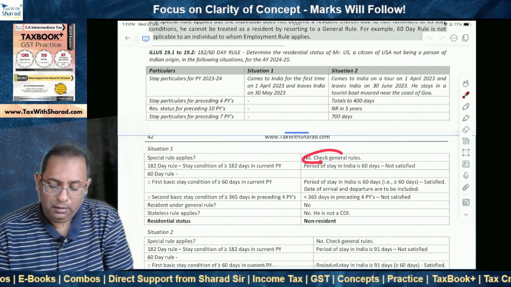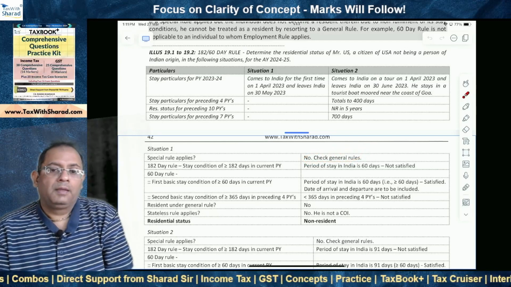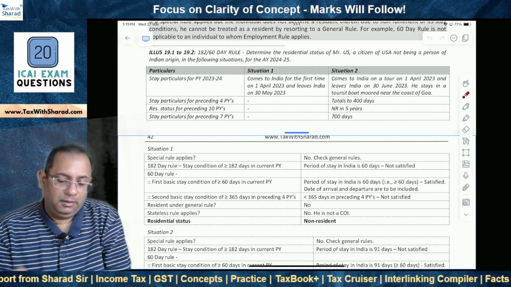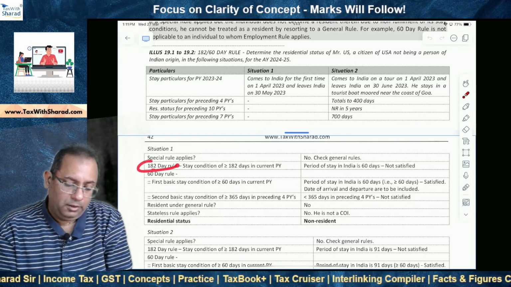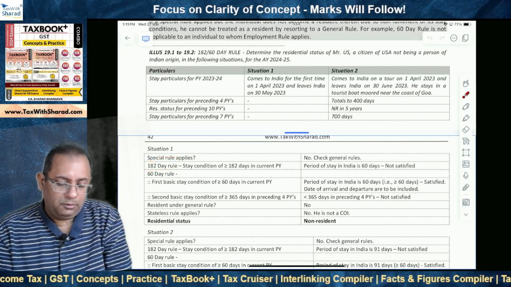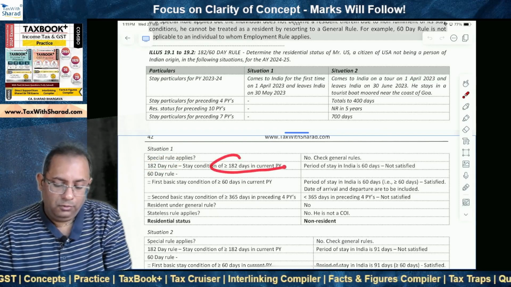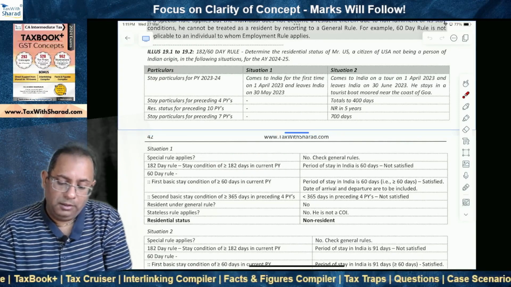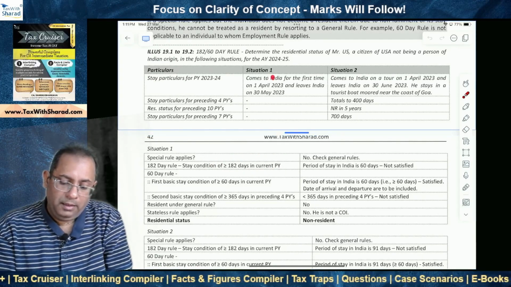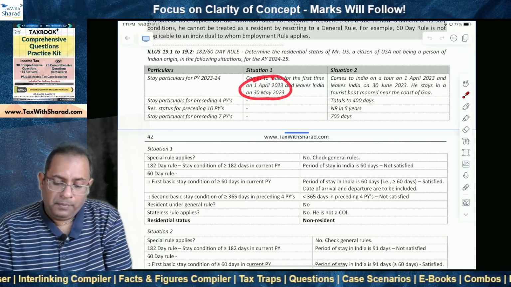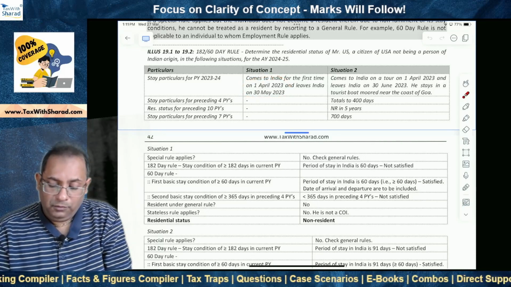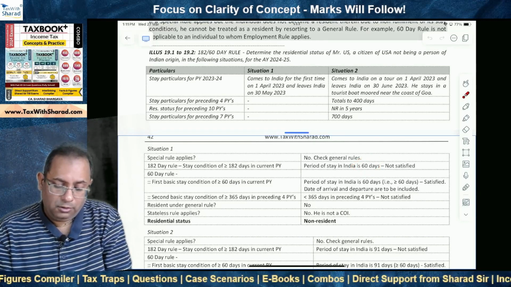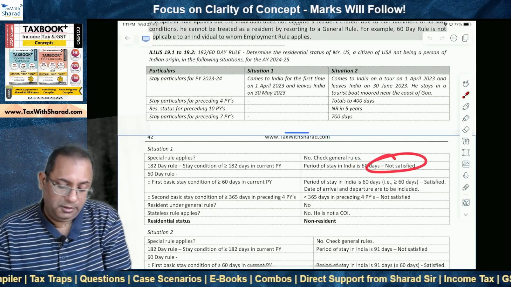So what do we need to check? We need to check the general rules. In the general rules, first we will check the 182-day rule and then we will check the 60-day rule. Under the 182-day rule, to become a resident, the stay condition is 182 days or more in the current previous year. Is this satisfied? So what we need to figure out is the duration of stay in India, including 1st April 23 and 30th May 23, including both these dates. And this is 60 days. So this is not 182 days or more, and therefore this is not satisfied.